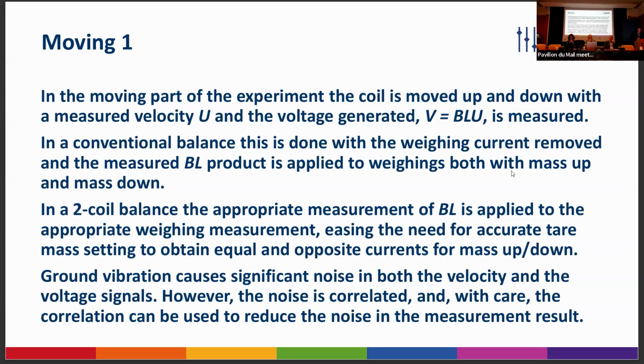In the two coil balance, you can just use the appropriate measurement of BL with either the mass up or the mass down. So you don't have to have the two currents equal and opposite if you don't want to, but it does, again, as I say, help for keeping the resistor and the resistor power coefficient correct.